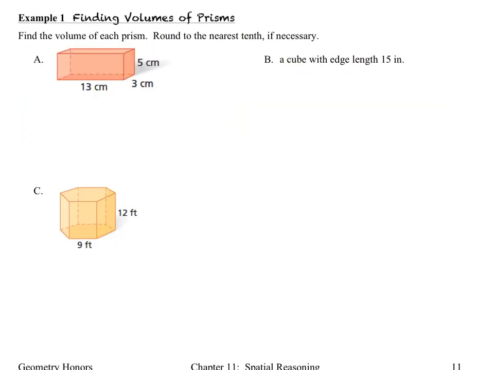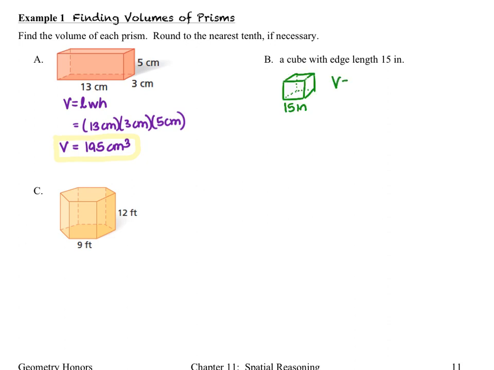In example 1, we want to find the volume of the 3-dimensional figures. The first one is a rectangular prism. We're given the length, the width, and the height of it, and so we are going to start with our formula. Volume is length times width times height, and now let's show substitution, including units. At this point, we're just going to multiply, and we're going to end up with 195 cubic centimeters.